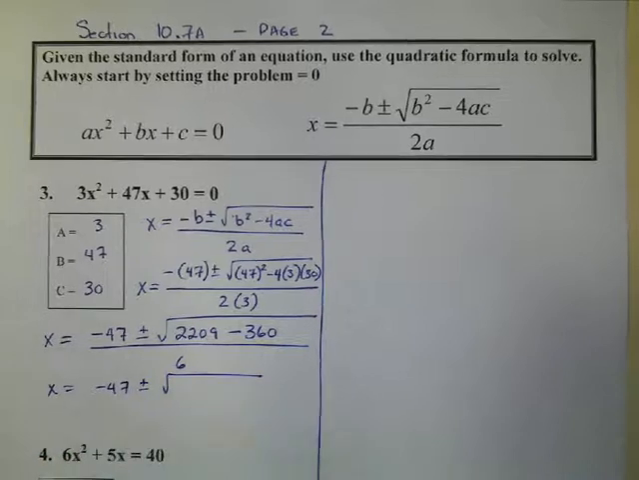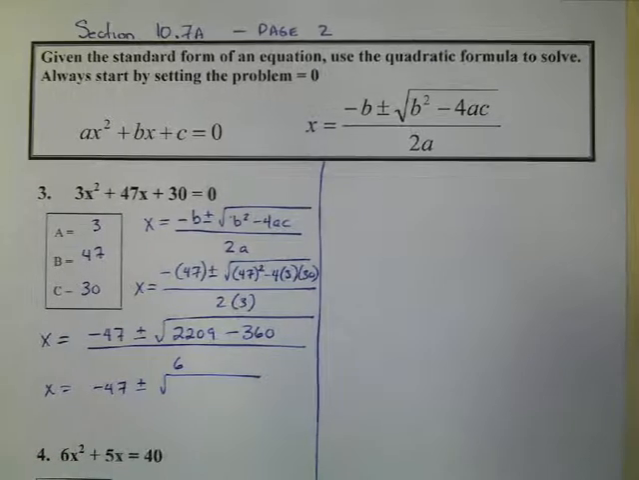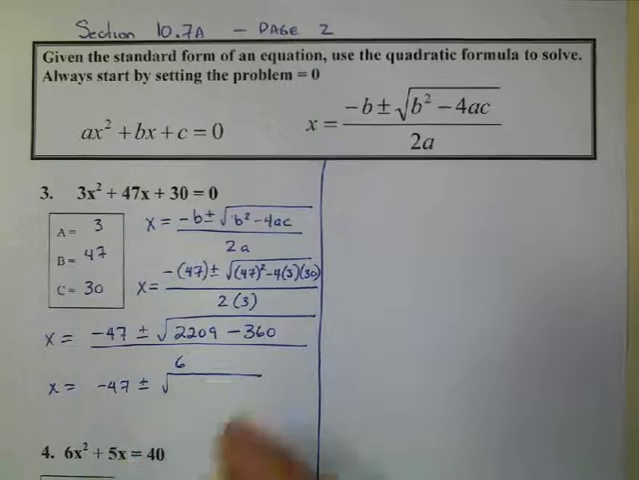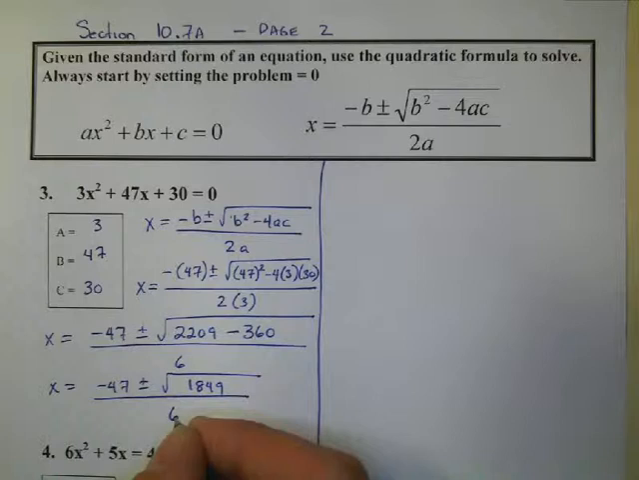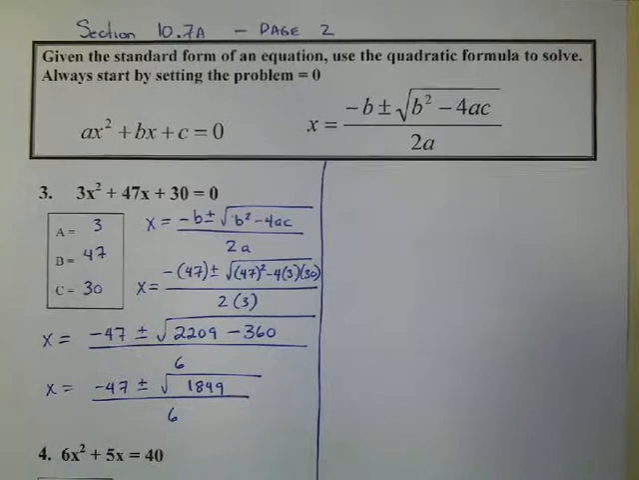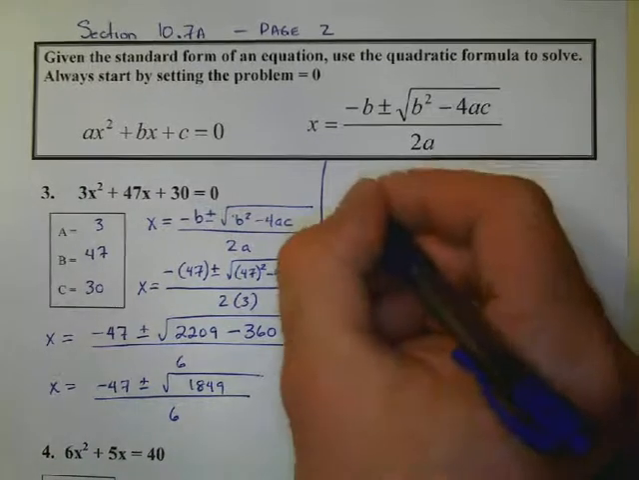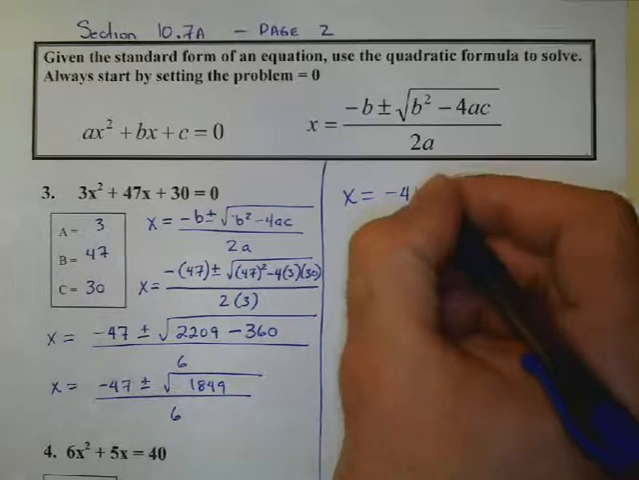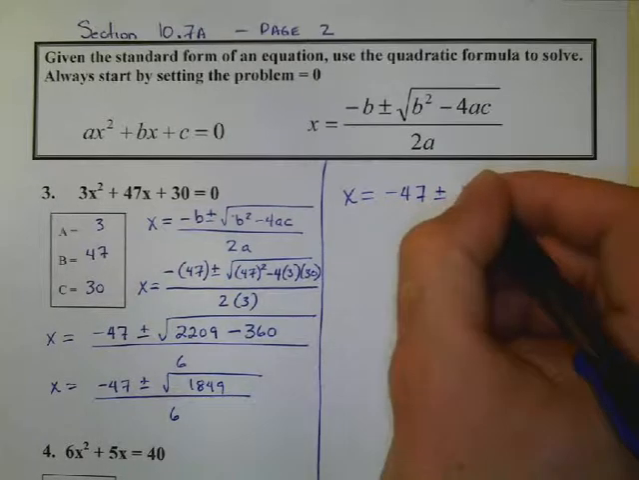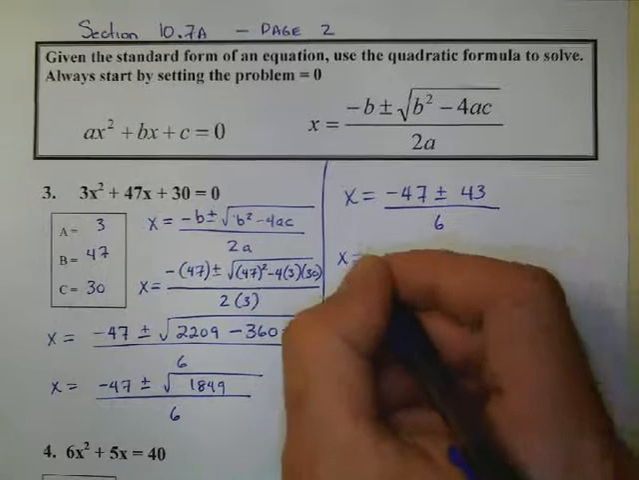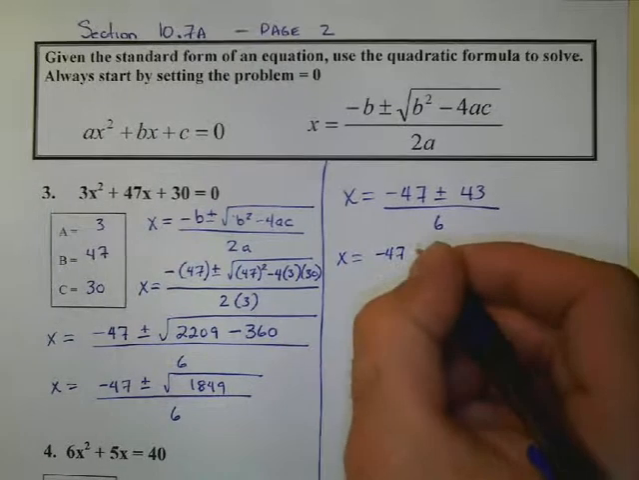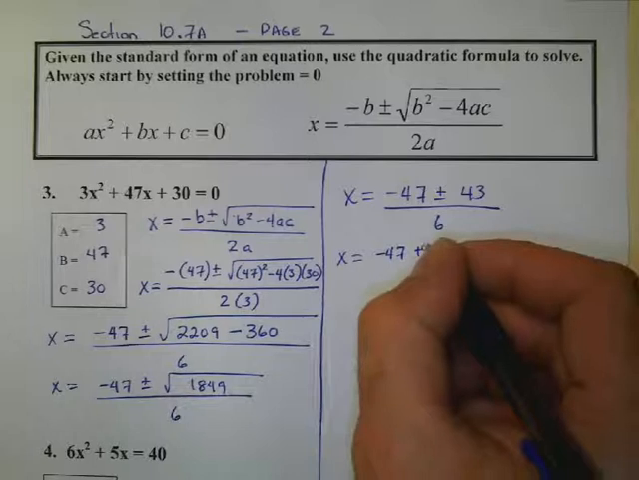As we simplify this further, that's negative 47 plus or minus the square root of 2209 minus 360, which is 1849. Once again, all over 6. In our next step, we take the square root of 1849, which just happens to be a perfect square. That perfect square is 43, all over 6.